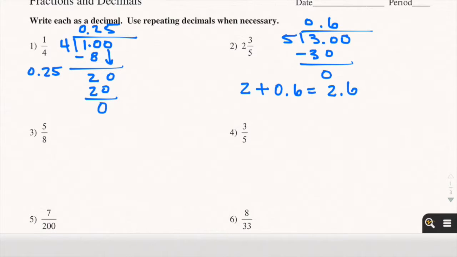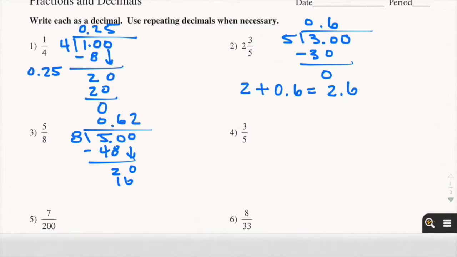Number 3. 5/8. Same thing, take the 8, put the 5 underneath, add a decimal, add a 0. 8 goes into 5 0 times. Bring the decimal up. 8 goes into 50 6 times. 6 times 8 is 48. Subtract those, we end up getting 2. Bring down another 0. 8 goes into 20 2 times. 2 times 8 is 16. Subtract those, we get 4. Bring down another 0. We get 40. 8 goes into 40 5 times. 5 times 8 is 40. We subtract those, we get 0. So 5/8 is equal to 0.625.